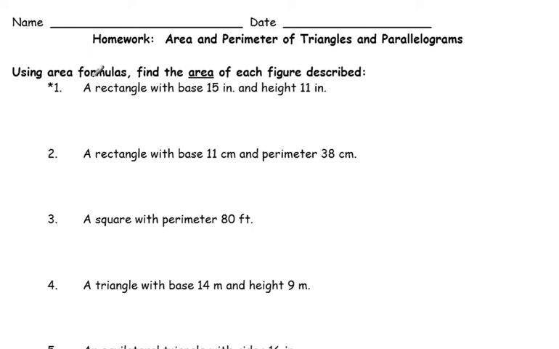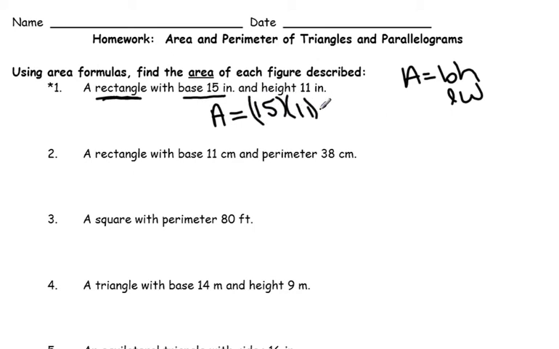Okay, number 1, we want to use our area formulas and find the area of each figure as described below. So we want to find the area of a rectangle. Remember, the area of a rectangle is just base times height, or length times width. It has a base of 15 and a height of 11. So we just calculate 15 times 11. So we get an area of 165 inches squared.